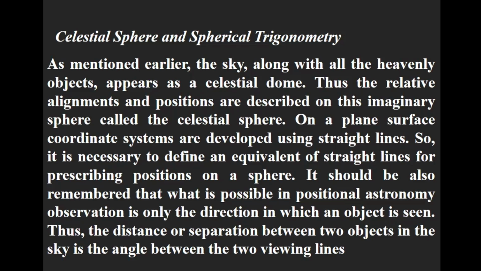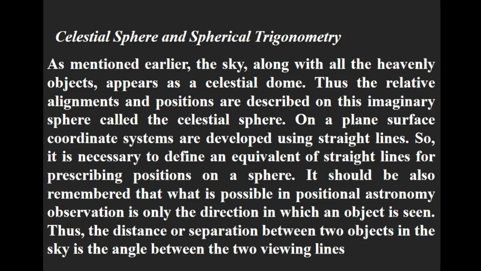Now, as mentioned earlier, the sky, along with all the heavenly objects, appears as a celestial dome because you can't have depth perception, since all objects are at extremely large distances. The separation between our two eyes is so small compared to that that we don't feel any depth. Actually, in the normal case, we get a feeling of depth only because we have two eyes, we have binocular vision, and the distance between the two eyes makes the depth perception.